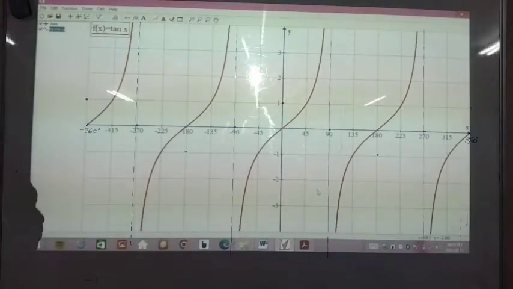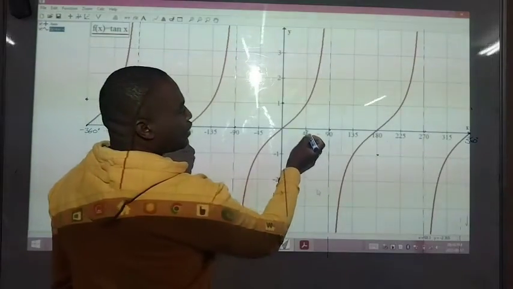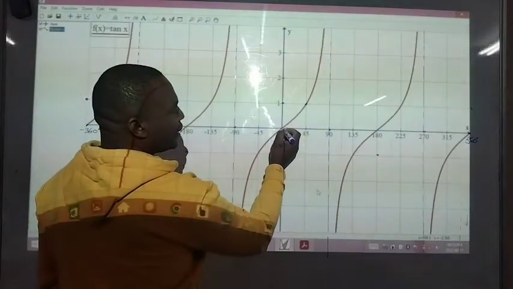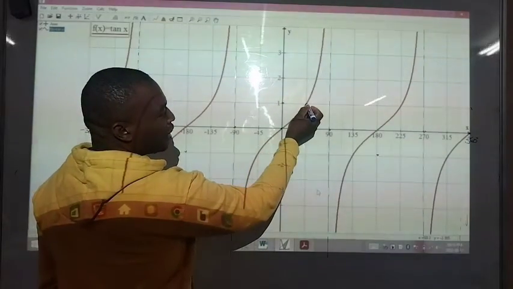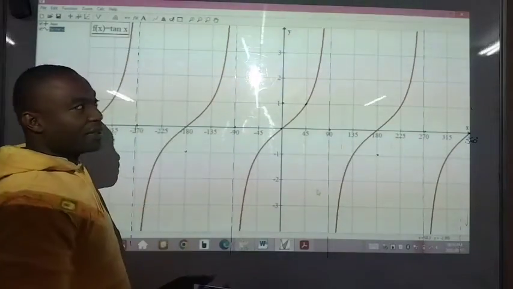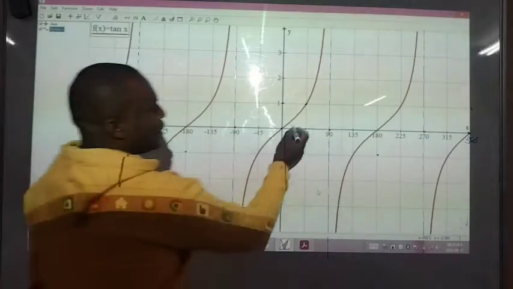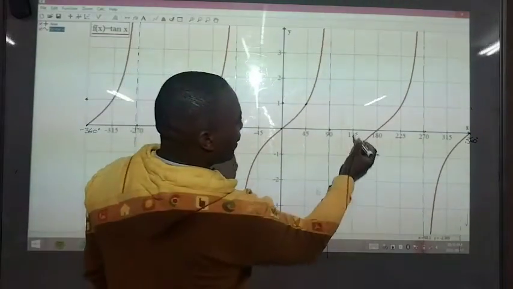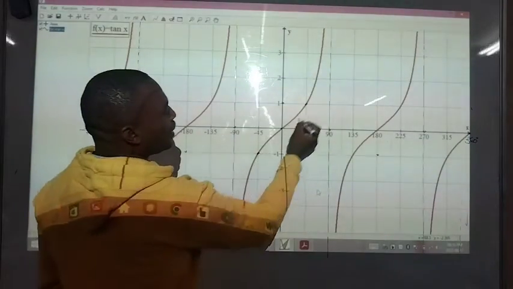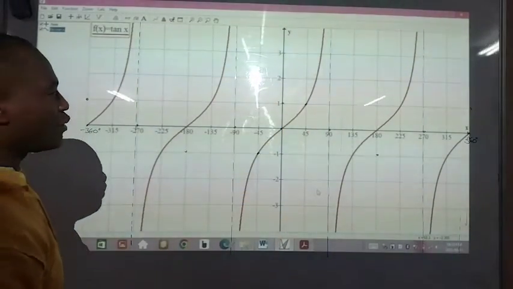Then the other thing that you notice is that at 45 degrees it is 1. It's an important point that you need to take note of when you are drawing this graph of tan x. At 45 degrees it's 1. At negative 45 degrees it's negative 1. So these 3 points give you the shape of the graph of tan x.